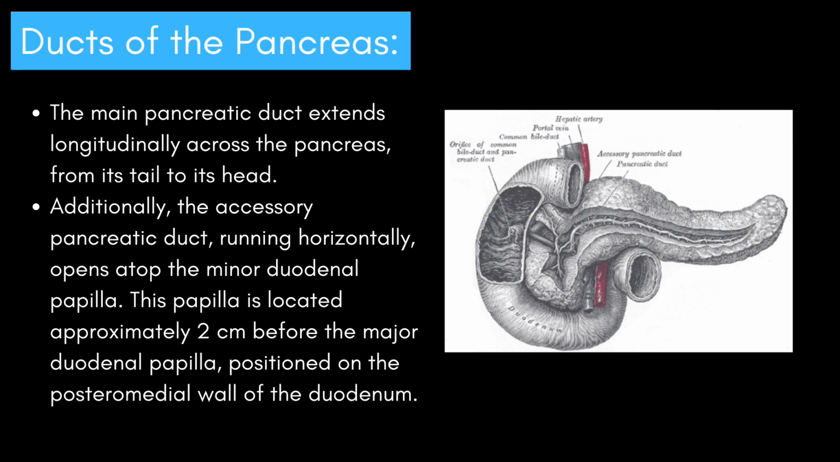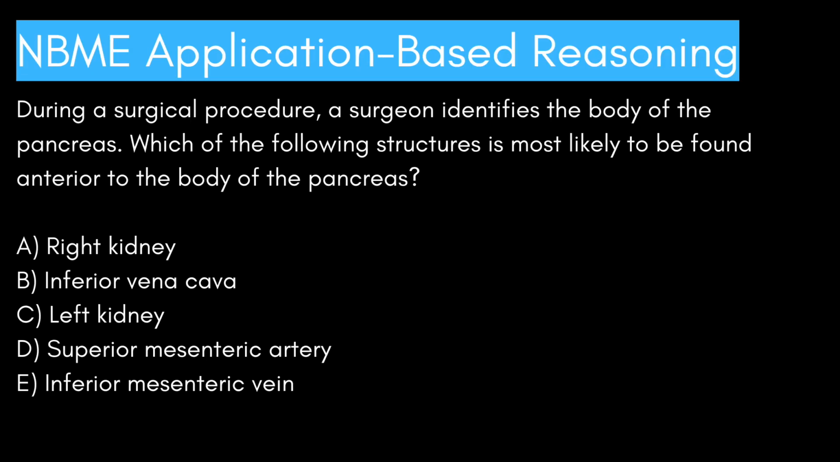All right, guys, now that we have covered all of the content, let's go ahead and take a look at some questions to review the knowledge you have gained so far. During a surgical procedure, a surgeon identifies the body of the pancreas. Which of the following structures is most likely to be found anterior to the body of the pancreas?